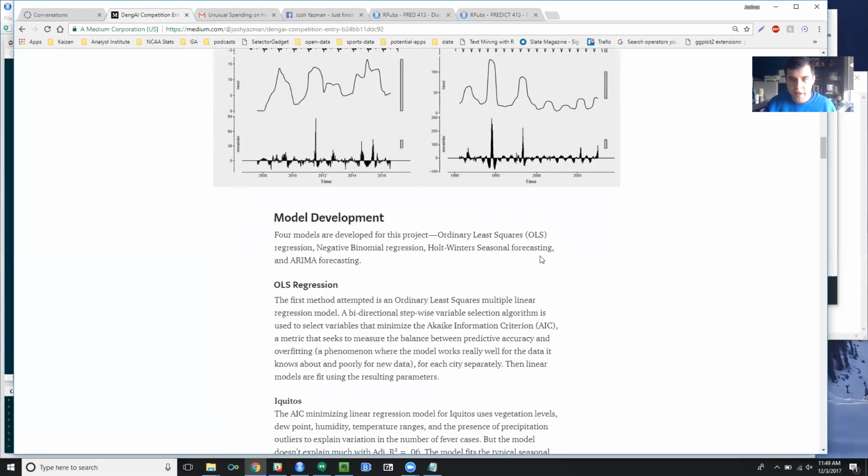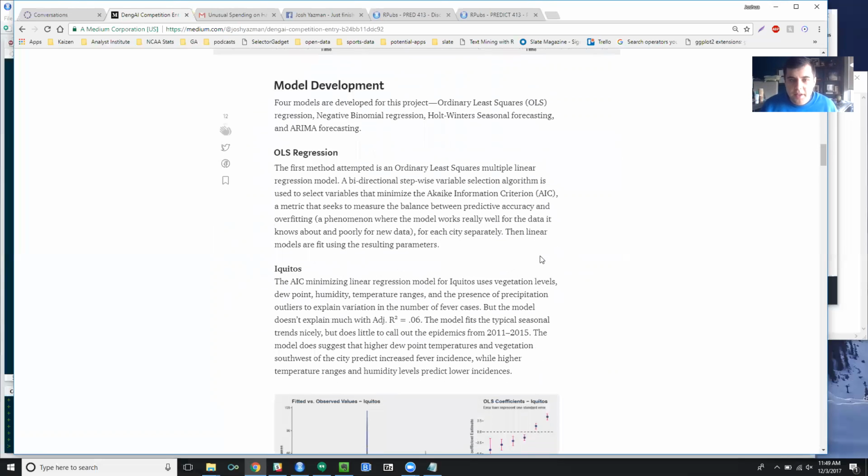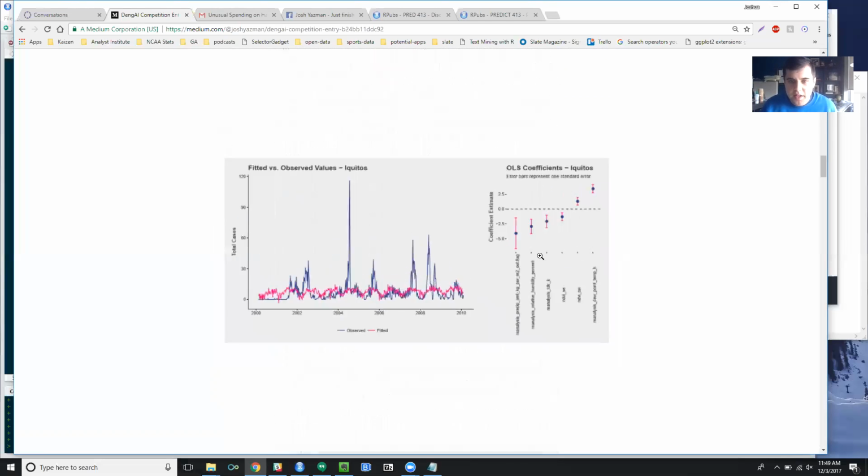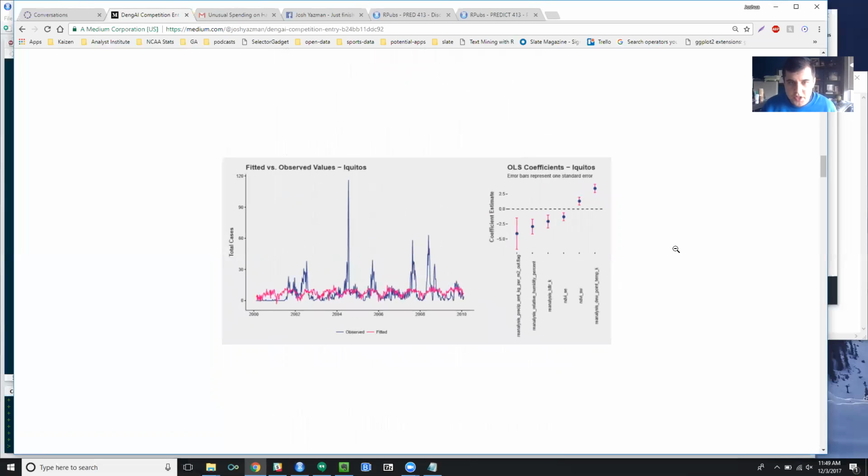I built out 4 models for this project, and I built each model separately for San Juan and Iquitos. The first model I developed was an ordinary least squares regression model.